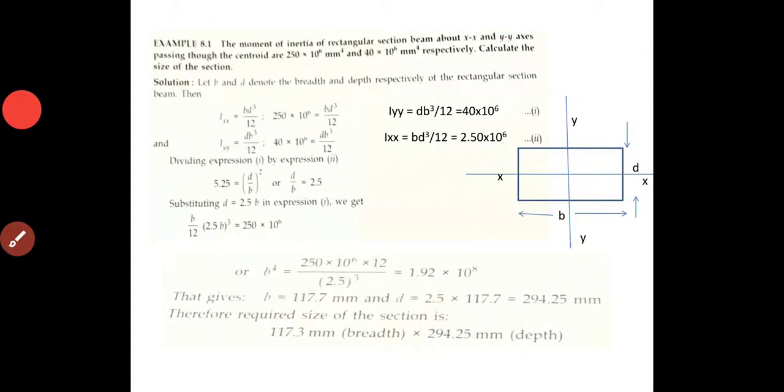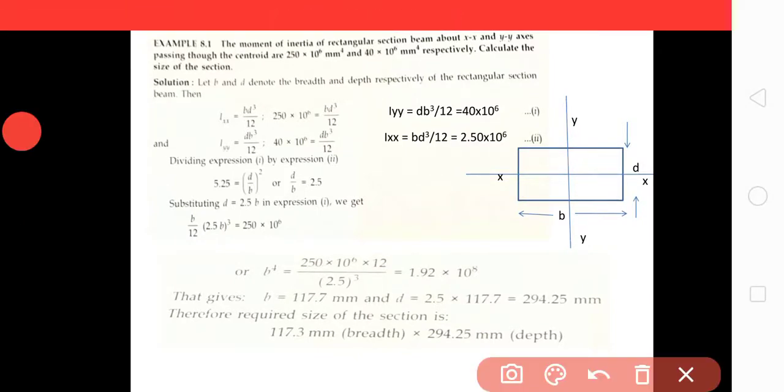Now, consider a simple problem. Here in this problem, IX and IY are given and we want to know the dimensions of a rectangular lamina as shown in the figure. The moment of inertia of the rectangular section beam about the xx and yy axes passing through the centroid are 250 into 10 to the power 6 millimeter 4 and 40 into 10 to the power 6 millimeter 4 respectively. Calculate the size of the section. We want to know the dimensions of the section.